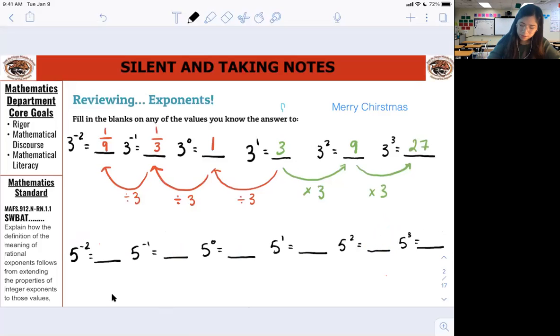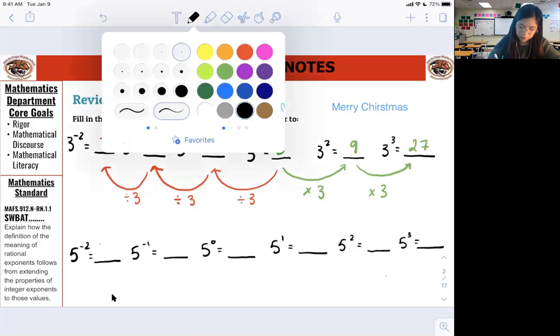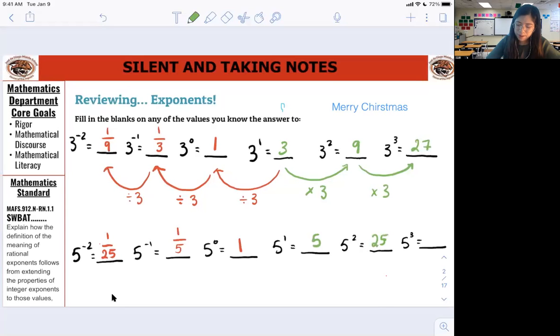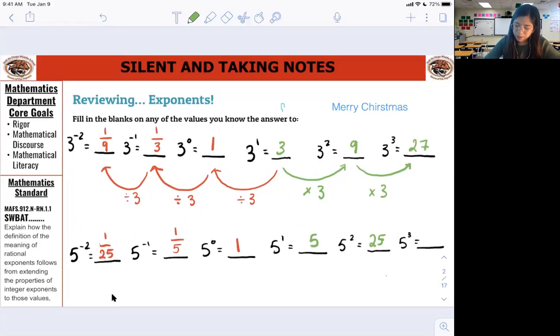Okay. So 5 to the power of 0. Anything to the power of 0 is 1. Then I have 1 over 5. Then I have 1 over 25. And then the other way, 5 to the power of 1 is 5. Then 5 to the power of 2 is 25. And 5 to the power of 3 is 125.